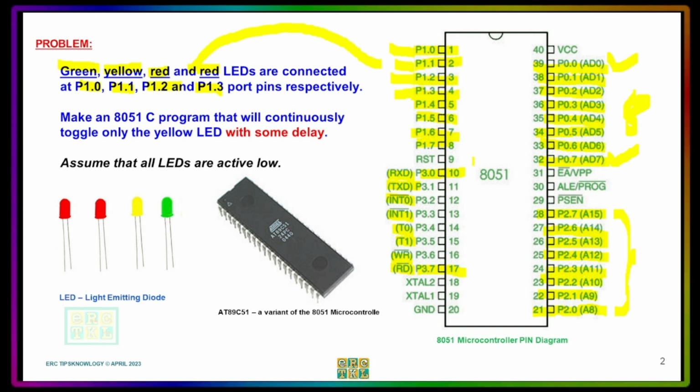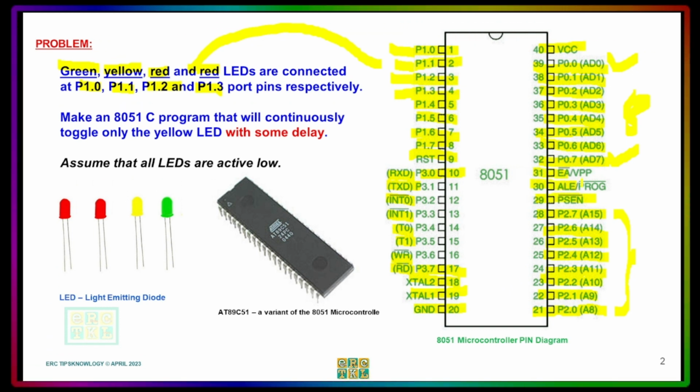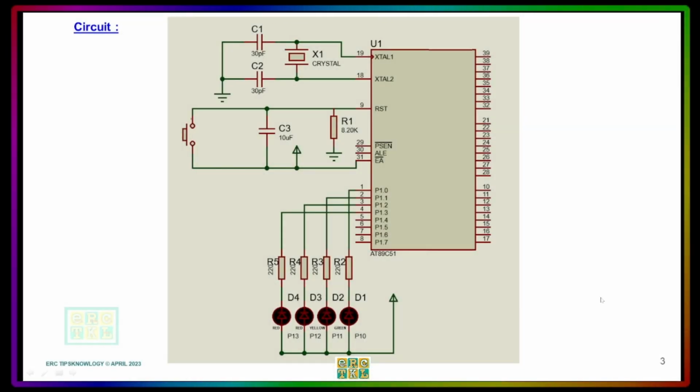And of course, we have other pins like the reset on pin number 9, XTAL1 on 19, and XTAL2 on 18. We have, of course, VCC on pin 40, the ground on pin 20, and we have PSEN on 29, ALE on 30, and EA on 31. So let's see the algorithm. First, the circuit before the algorithm.